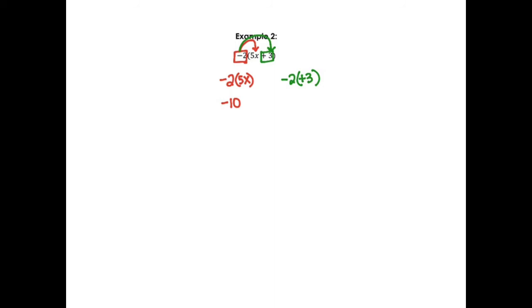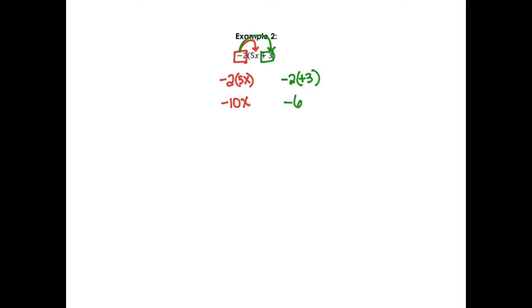So negative 2 times 5 is negative 10, so that's negative 10x. And negative 2 times positive 3, that's actually a negative 6, which I have here. So one piece of my distribution gave me negative 10x, and the other piece of my distribution gave me negative 6.